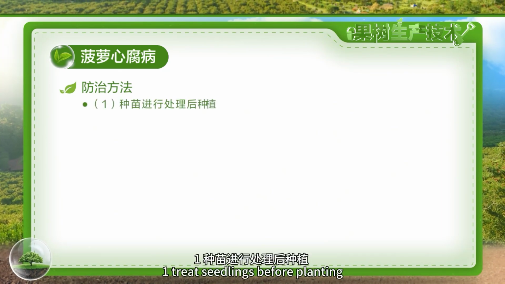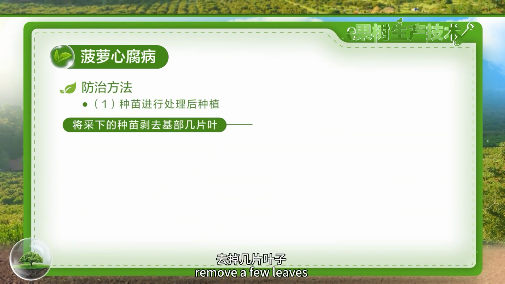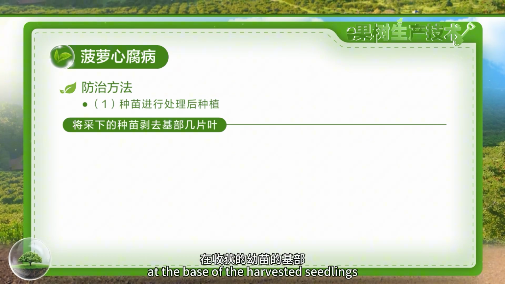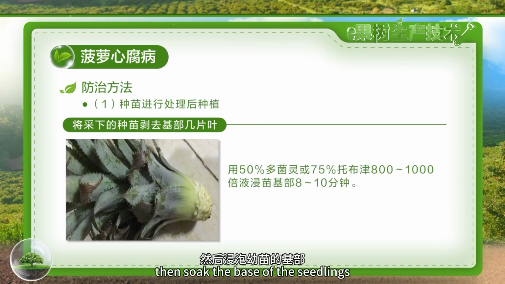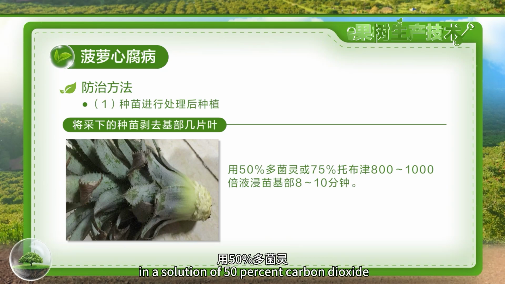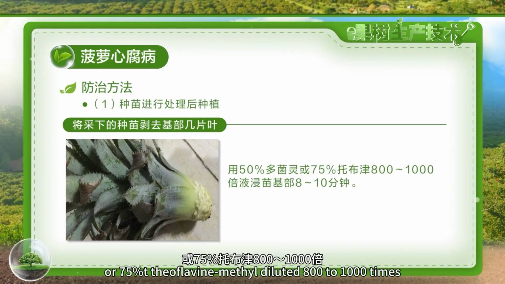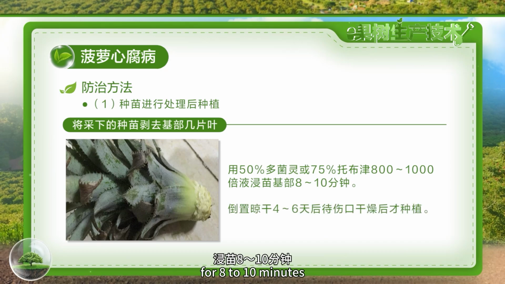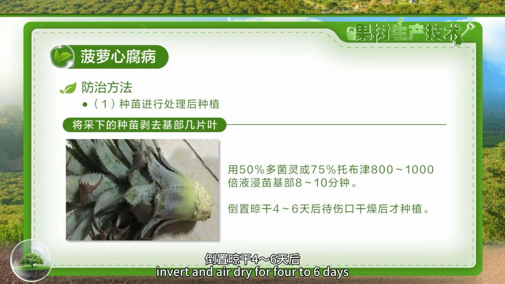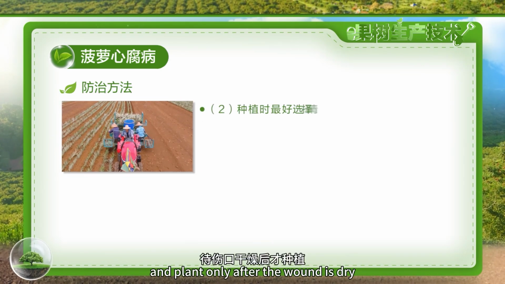1. Treat seedlings before planting. Remove a few leaves at the base of the harvested seedlings. Then soak the base of the seedlings in a solution of 50% carbendazim or 75% thiophanate-methyl diluted 800 to 1000 times for 8 to 10 minutes. Invert and air dry for 4 to 6 days, and plant only after the wound is dry.